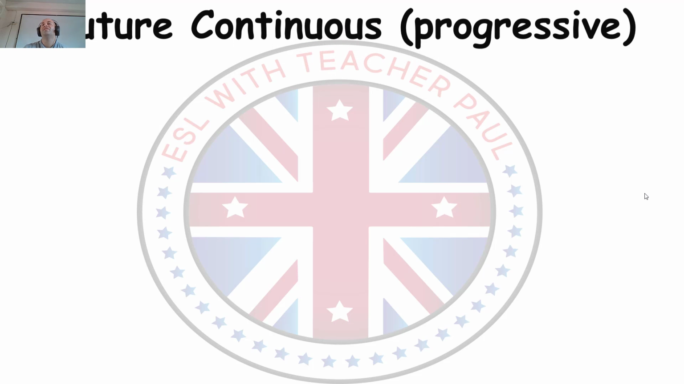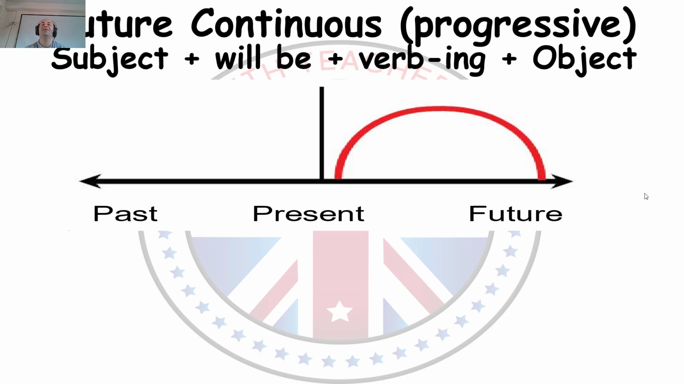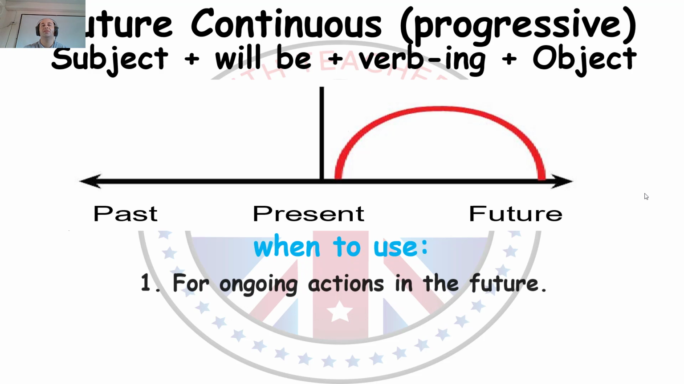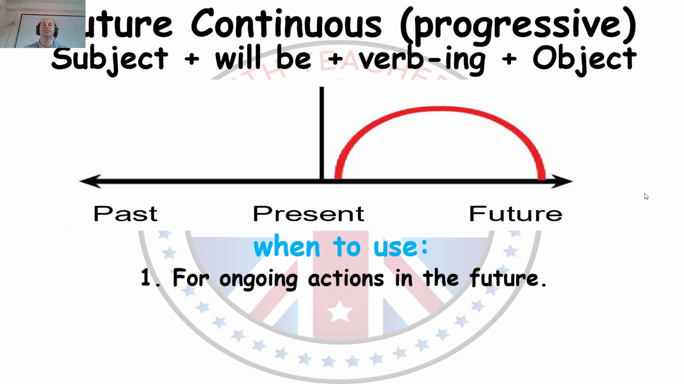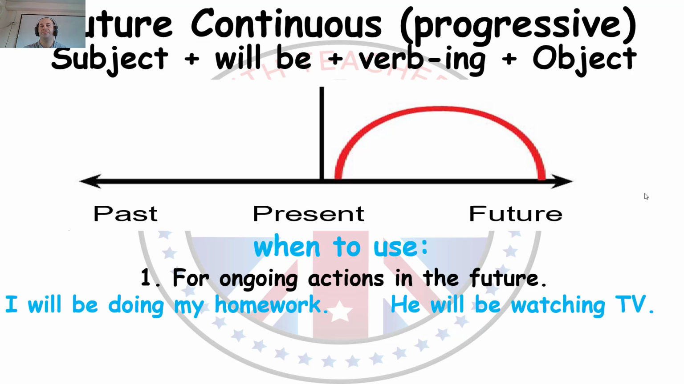Okay, and the last one of the continuous is future continuous or progressive future. Subject will be verb ing and an object. And in our timeline, it's just a continuous action that happens in the future, okay? So yeah, for ongoing continuous actions in the future, I will be doing my homework. He will be watching TV, okay? It's something that's going to go on for maybe 1 hour or however long in the future.